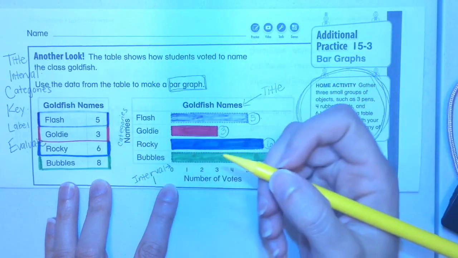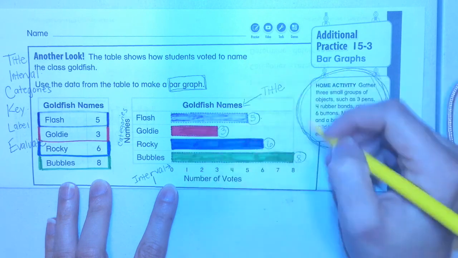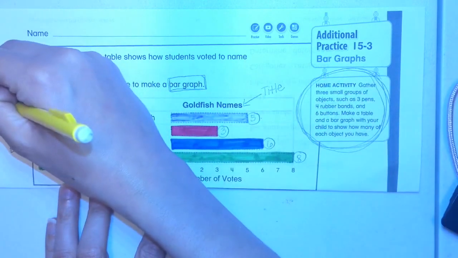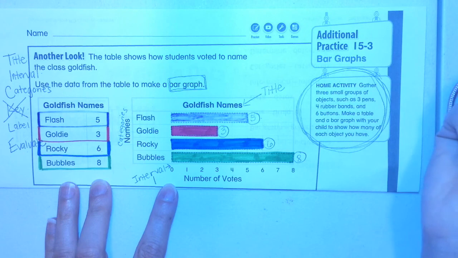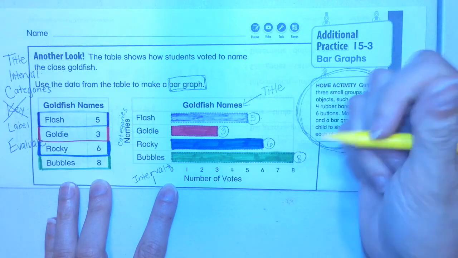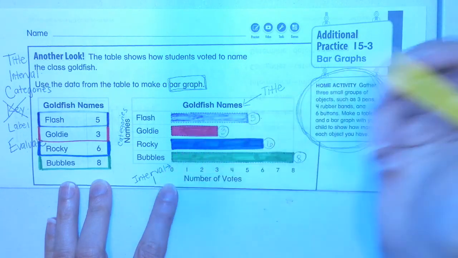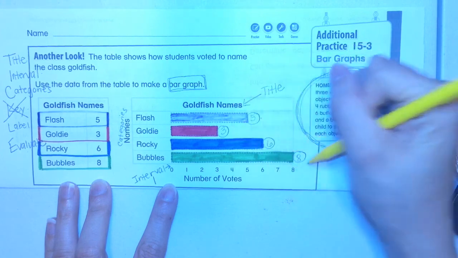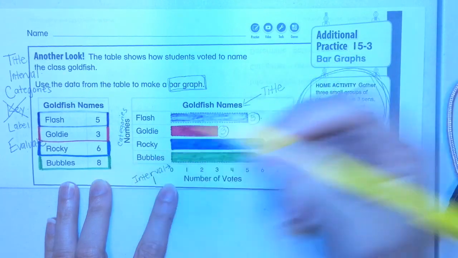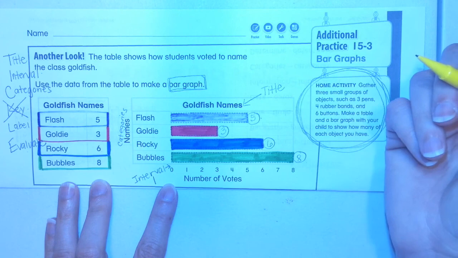Okay, and then we have the key. We don't have one in this problem, so I'm actually going to put a cross on the key so that I remember, oh, this one doesn't have anything. Label, I labeled all of my numbers, so I'm done with that part. And then evaluate. Evaluate is to solve.